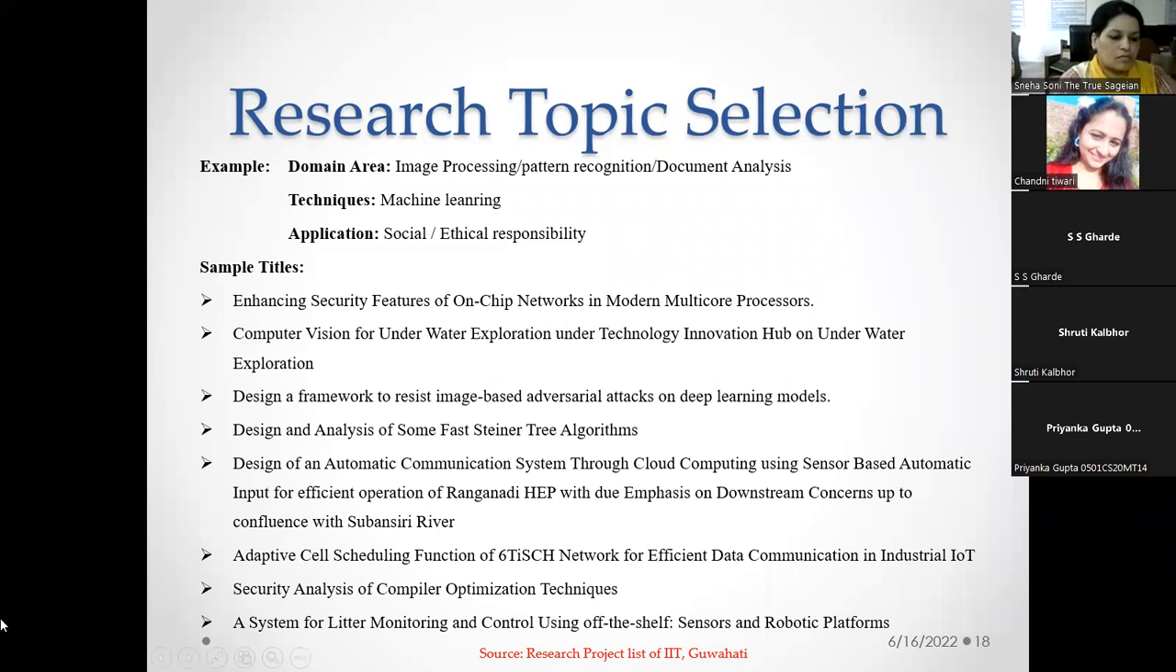Another one, if you look, is computer vision for water exploration. Like that you can get the areas. Design a framework. It is good practice to start your title with design or developing or implementation, like that. These are the standard practices. You can see that 3 topics have started with design, and analysis of some fast Steiner tree algorithms, like that. Then security analysis, adaptive cell. So these are some samples, you can see it.